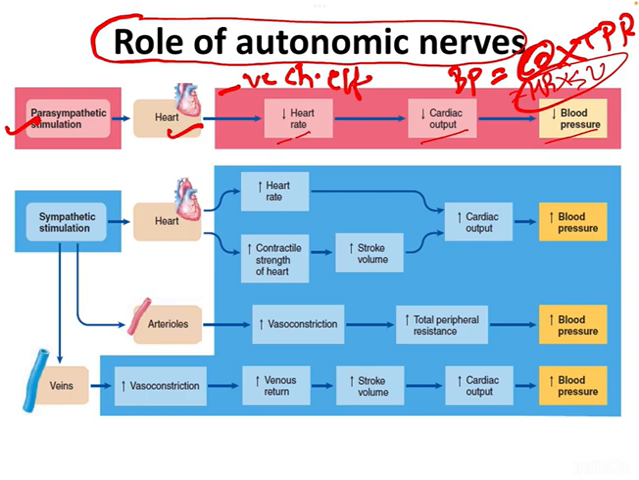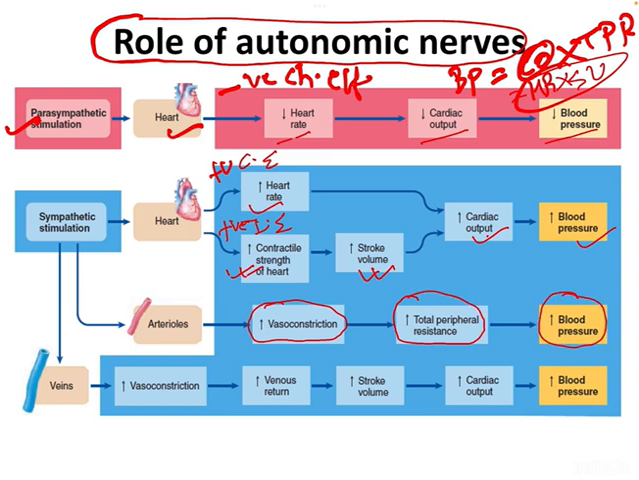Sympathetic effect on the heart has the positive chronotropic effect, which increases the heart rate and that increases the cardiac output and then blood pressure, while it also has the positive inotropic effect, which means an increase in contractile strength of the heart, that increases the stroke volume and increases the cardiac output and then blood pressure. While in the arterioles, sympathetic stimulation leads to the vasoconstriction that decreases the radius of the blood vessels, which then increases the total peripheral resistance and then increases blood pressure, especially diastolic blood pressure.